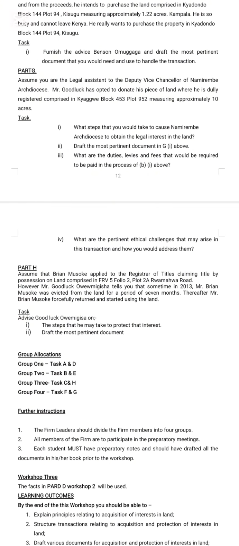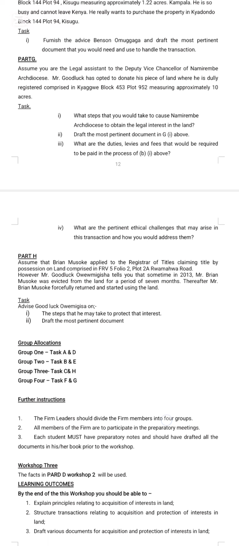Part G, assuming a legal assistant to the Deputy Vice Chancellor of Namirembe Archdiocese, Mr. Goodluck has opted to donate his piece of land, which is duly registered, comprising in Chagwe, measuring approximately 10 acres. What steps would you take to cause Namirembe Archdiocese to obtain a legal interest in the land?